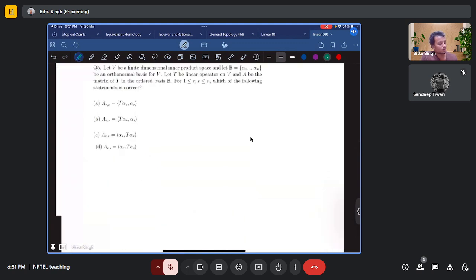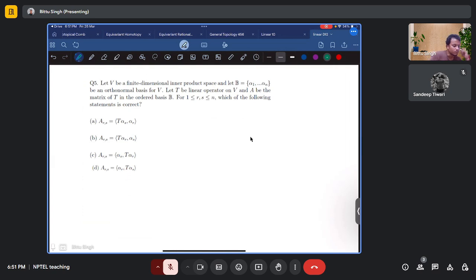Okay, let us see question number 5. Here V is a finite dimensional inner product space, and the basis is given by n elements alpha 1 up to alpha n. Those are an orthonormal basis. Orthonormal basis means alpha i inner product with alpha j is 1 when i and j are the same, and it is 0 when i and j are not the same. That is the definition of orthonormal basis.